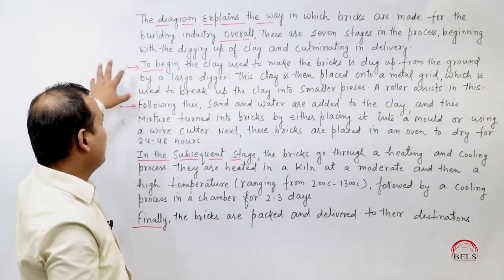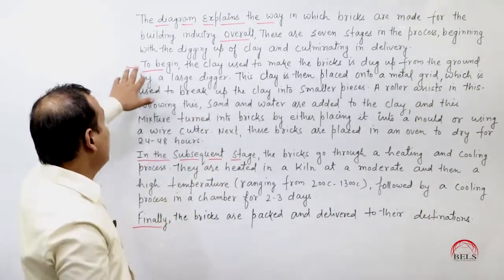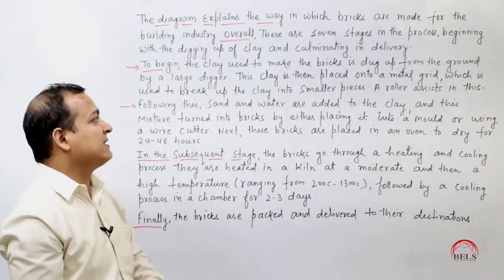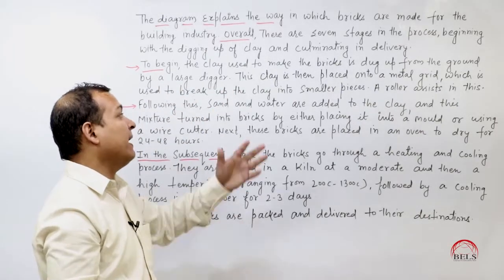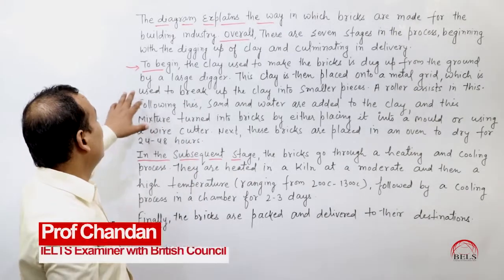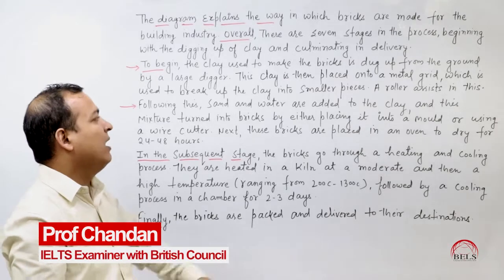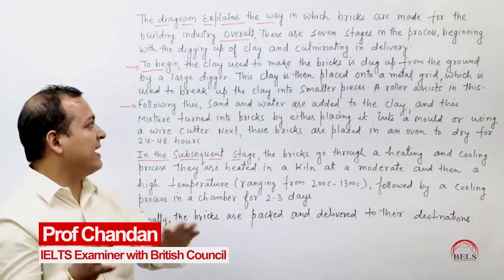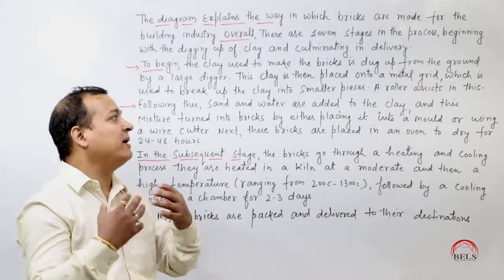Now you have to start with body paragraph 1, so in that case you'll be explaining it further. To begin, the clay used to make the bricks is dug up from the ground by a large digger. This clay is then placed onto a metal grate which is used to break up the clay into smaller pieces. A roller assists in this. So we have explained the first stage, how that is happening.